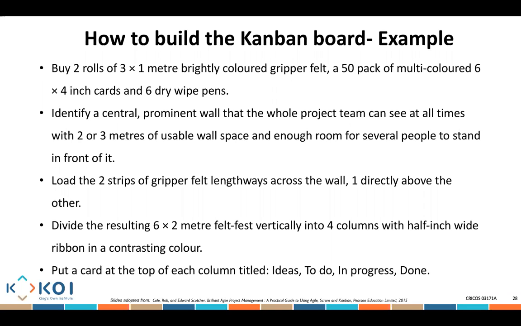We then go to step 2: identify a central or prominent wall in your whole area, and you put these 2 items next to each other. So you load the 2 strips of felt, one directly above the other, or usually if it's 3 by 1, I would put them next to each other. You divide the resulting 6 by 2 meters into 4 columns. So if I had this and another one, I'll put column 1, column 2, column 3, column 4, or any other number of columns depending on what sort of stages I would like to include.